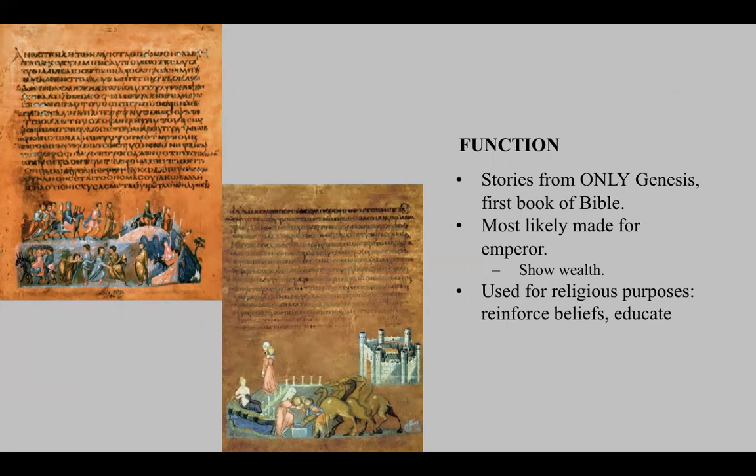Okay, this was most likely made for the emperor to show wealth, and we'll talk about why we think it was for the emperor in just a little bit. And then it was probably used for religious purposes. So what could those religious purposes be? It could be reinforcing Christian beliefs. It could be reinforcing religious education. It could even be decoration. A lot of these early books were used as decoration on altars in churches. It also could just be there to show off wealth, and we'll talk about that too.